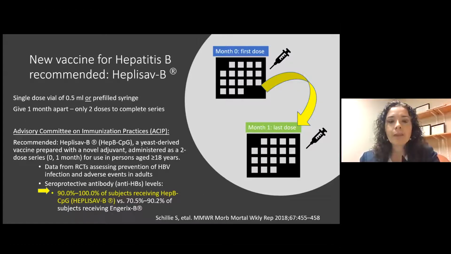And the data from randomized controlled trials were used by the Advisory Committee on Immunization Practices to guide this recommendation, and specifically the seroprotective antibody levels, which were very high with Hepatitis B. 90 to 100% of subjects attained seroprotective antibody, in comparison to Engerix, which was 70 to 90% of subjects only. So if you can vaccinate with Hepatitis B, it is a more effective agent.